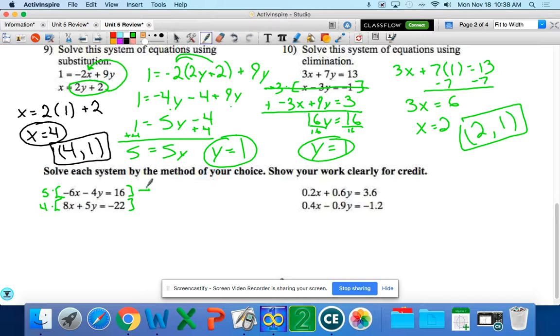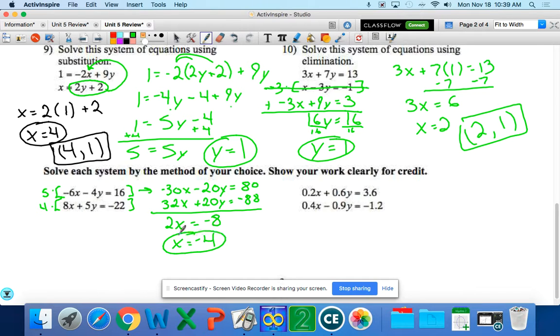When I do that, I'm going to get a negative 30x minus 20y equals 90... 80. Whoops. Sorry about that. Okay, I knew that something was about to be off. On my bottom equation, I get a 32x plus 20y equals negative 88. And now I'm ready to combine. When I combine, these cancel out just like I wanted them to, and I get 2x equals negative 8, and thus x equals negative 4.